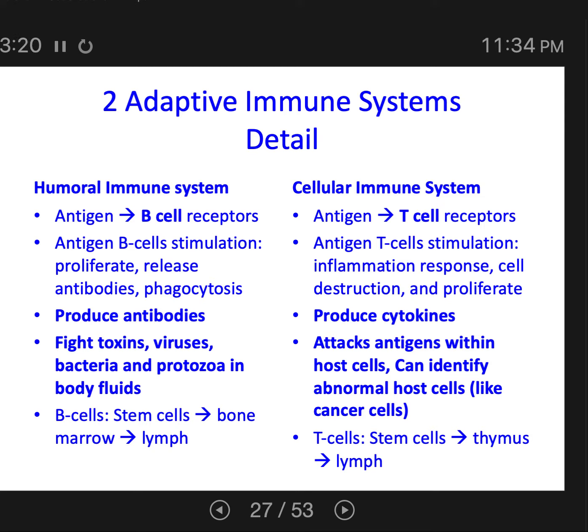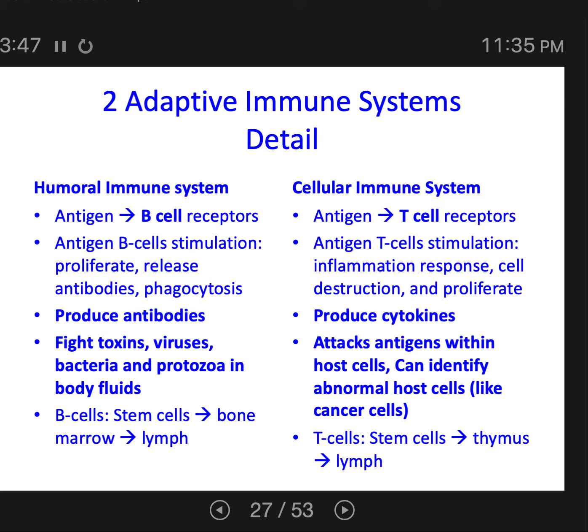The B cells start out as stem cells in your bone marrow, and they will mature in your bone marrow, and then they'll be sent to the lymph. So they spend most of their time in your lymphatic system. This whole process, the humoral immune system, B cells, B cell receptors, antibodies, mostly fights toxins that are circulating in your body fluids.